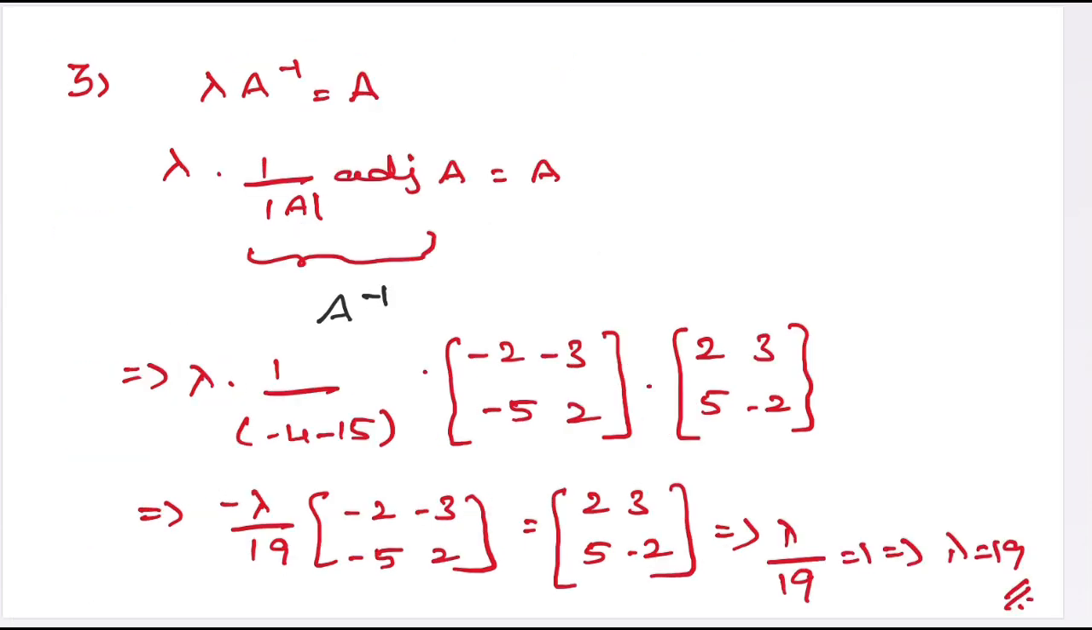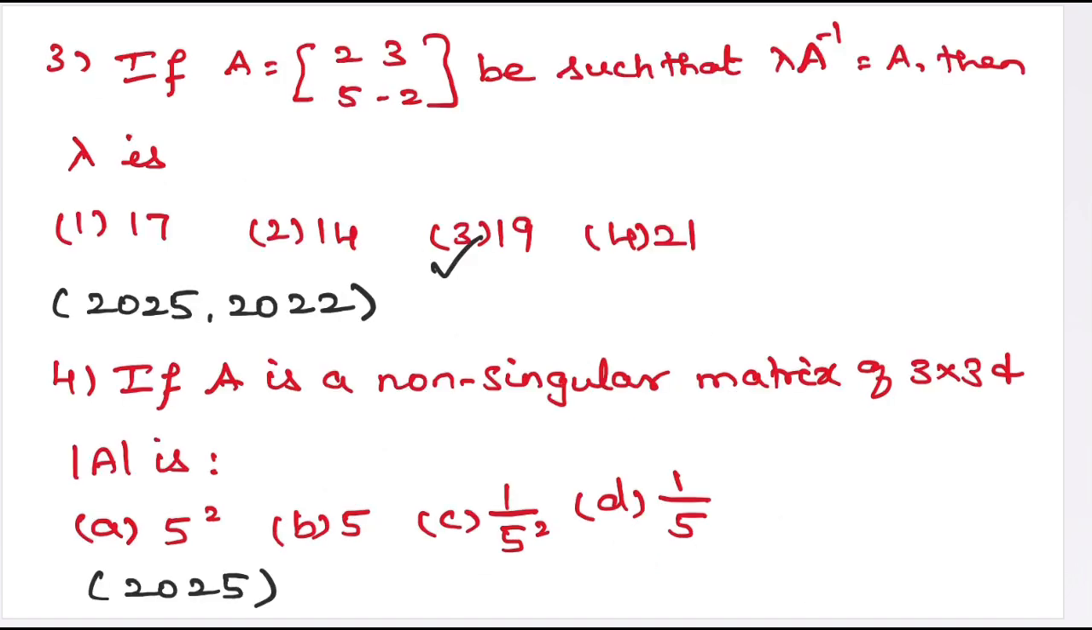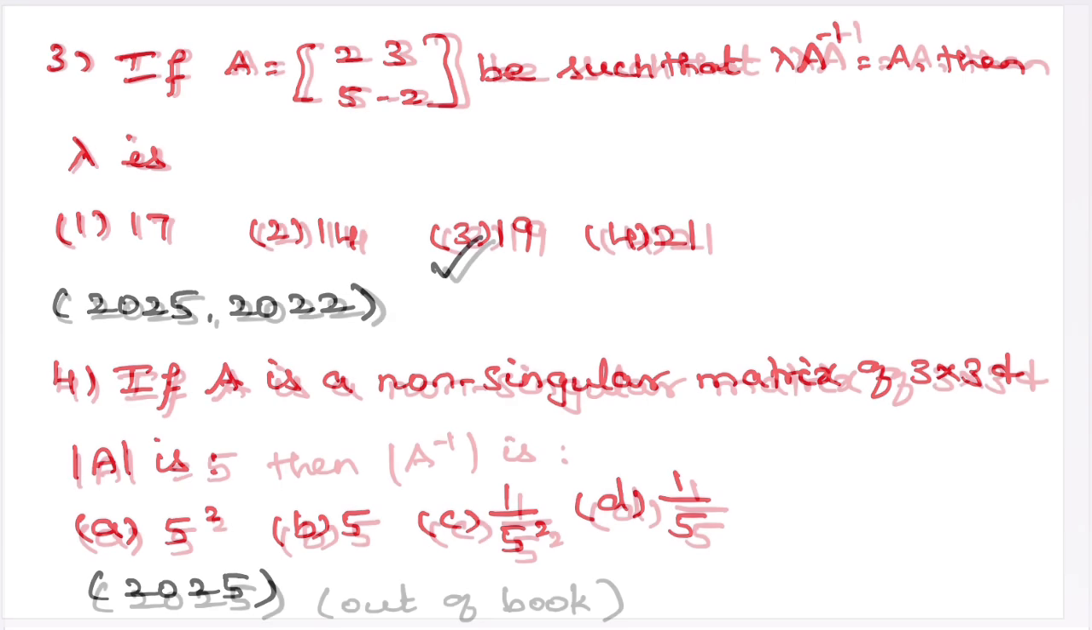So we have given lambda A inverse is equal to A. So A inverse oda formula inga substitute பண்ணுங்க. So lambda into 1 by mod A into adjoint A is equal to A. So find out mod A and adjoint A and simplify, you get lambda is equal to 19. So your answer is option 3, 19.